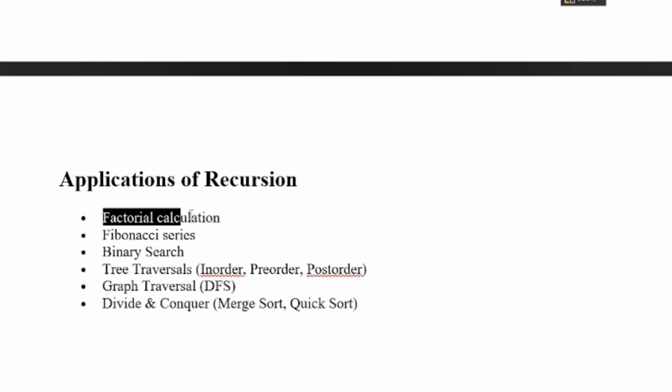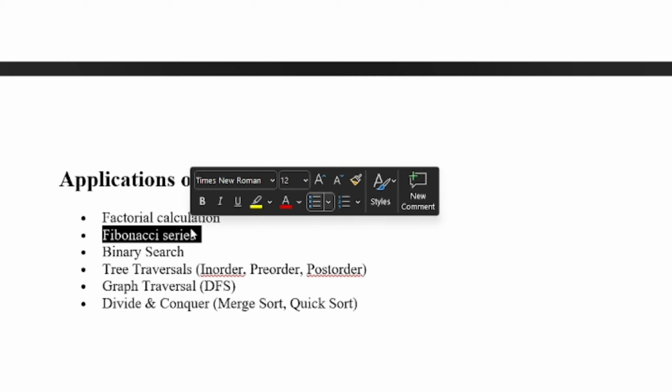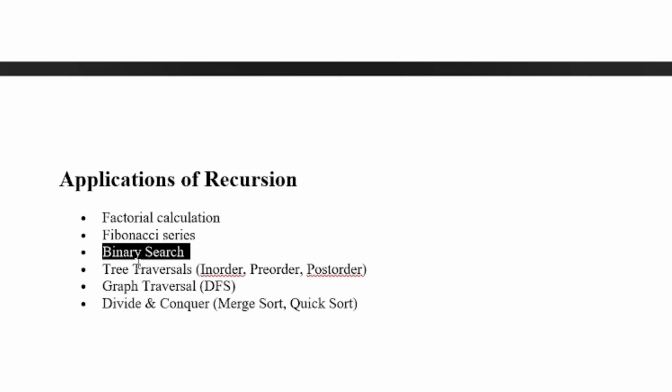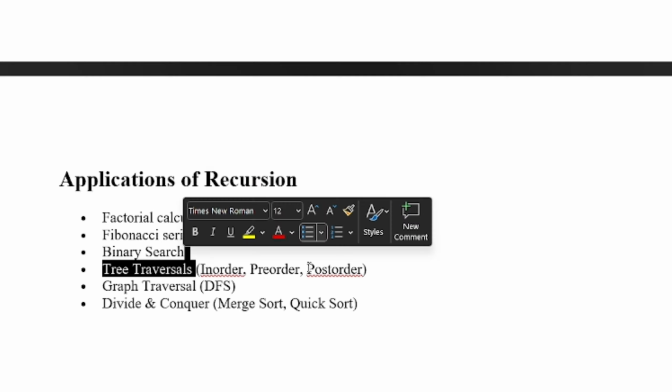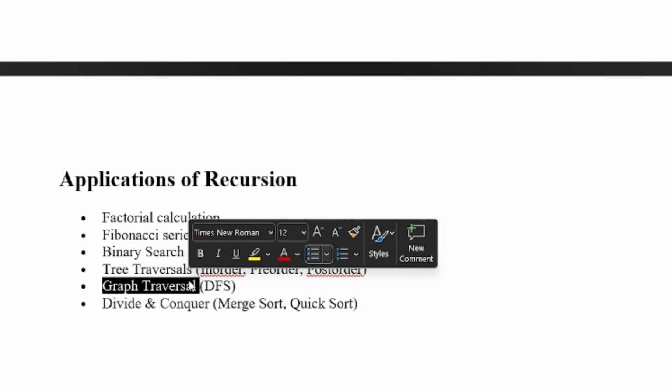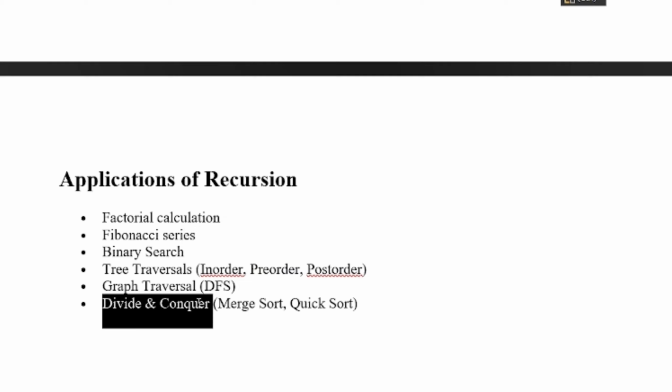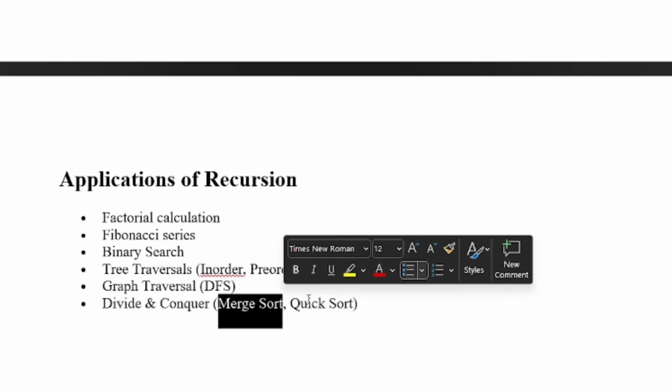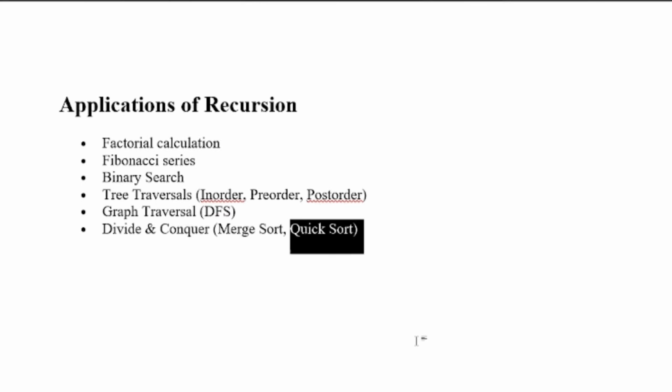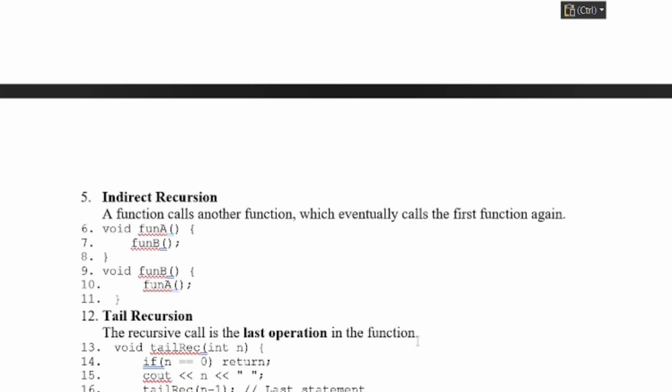So now coming to the applications of recursion. Factorial calculation, Fibonacci series, binary search, tree traversal in in-order, pre-order, or post-order, the three types of tree traversal, and graph traversal in DFS, depth first search. And next is the divide and conquer technique. In merge sort and quick sort, we use recursion. So I think it's clear to everyone. Thank you.